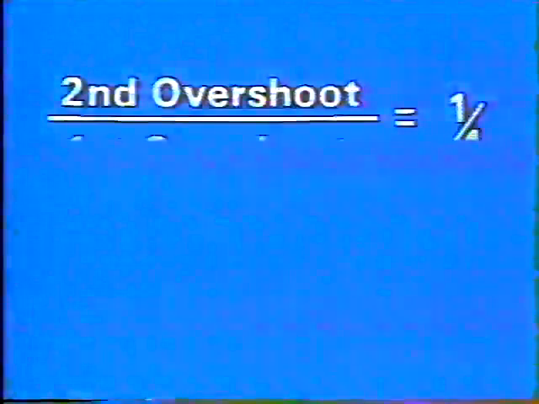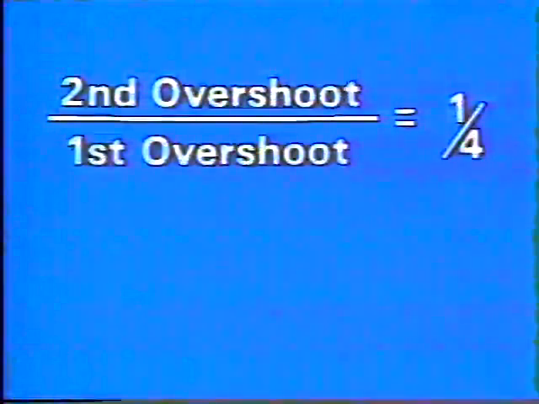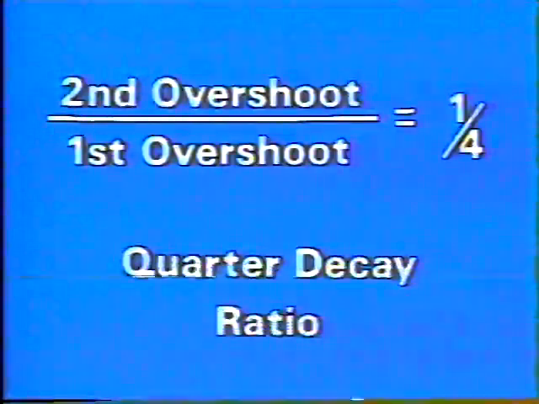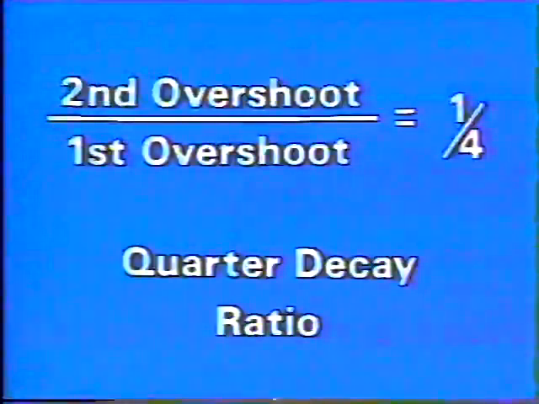In general, you have good control when the ratio of the height of the second overshoot to the first overshoot is about 1/4. This relationship also applies to the following overshoots. The ratio is called the quarter decay ratio, and it's important because it indicates how quickly the system will recover after a change in the process variable. However, don't expect to see a quarter decay ratio in every system you tune. You may not see it in many systems. It's the ideal.